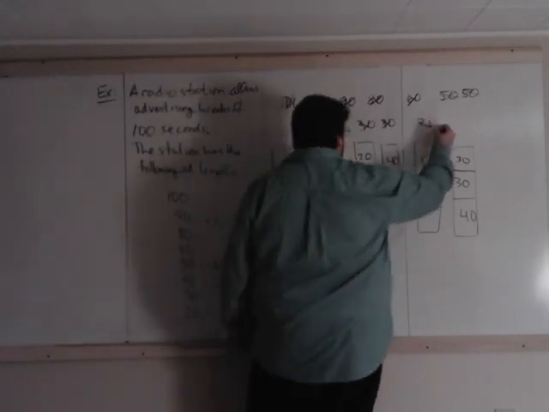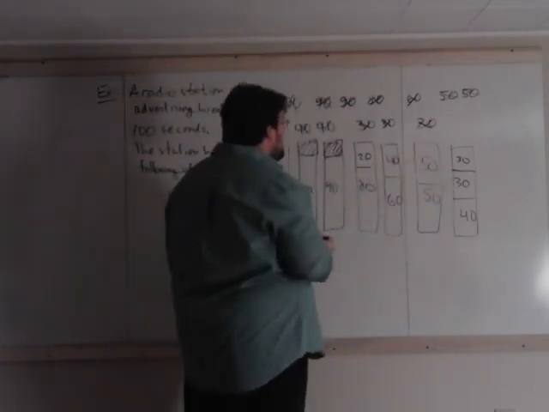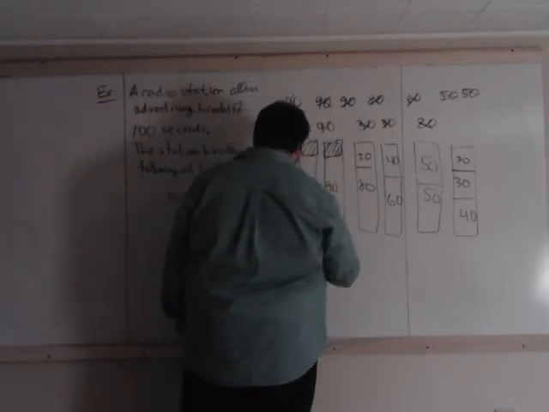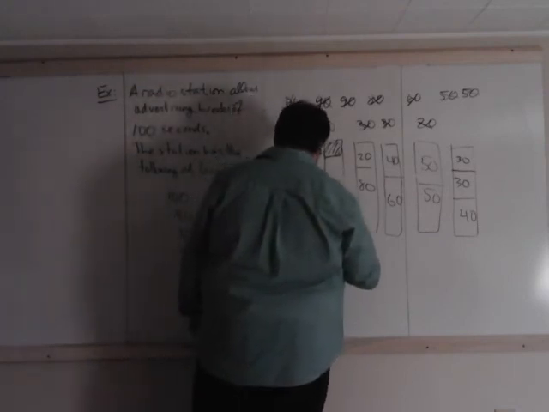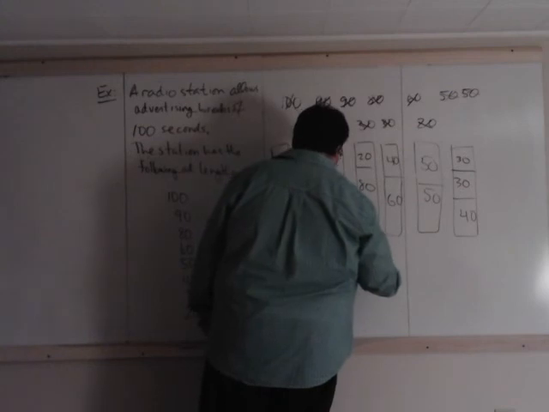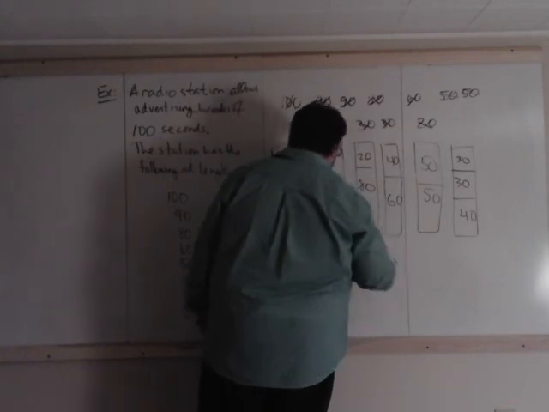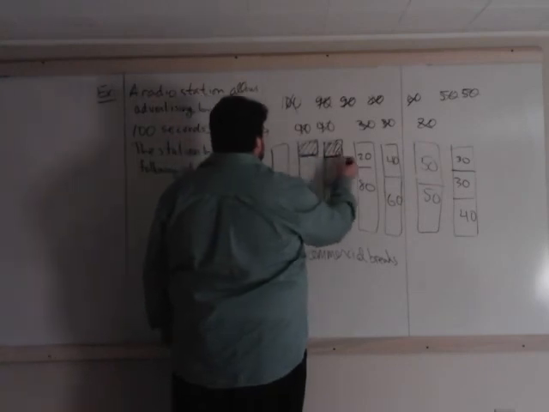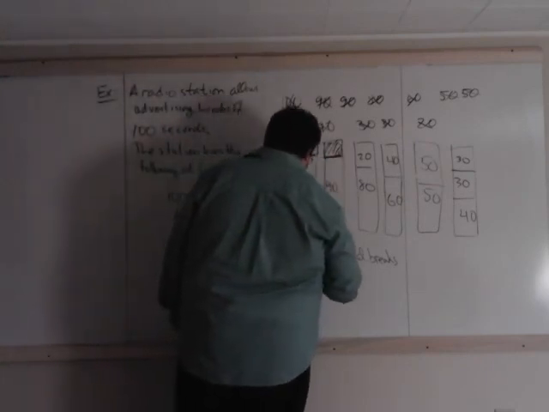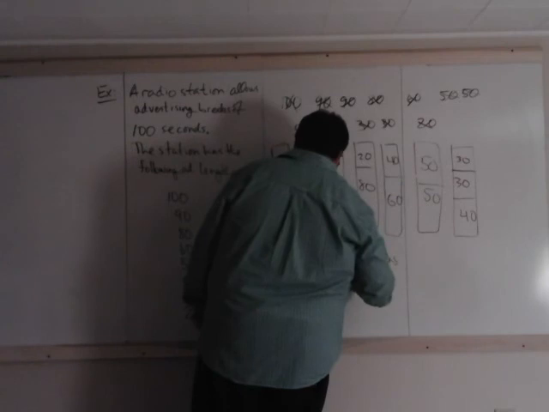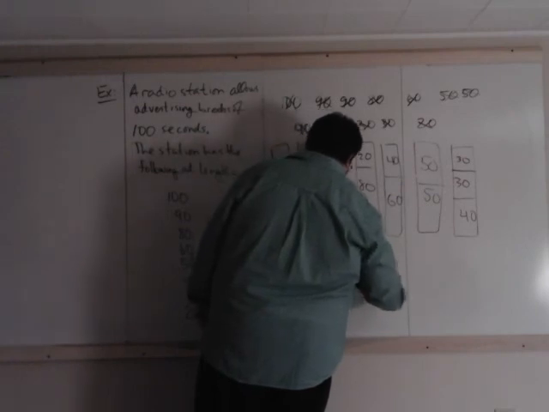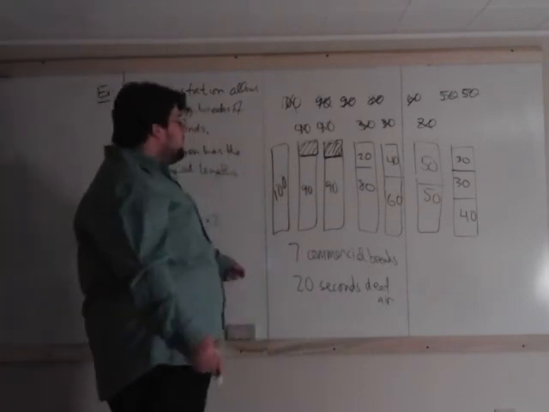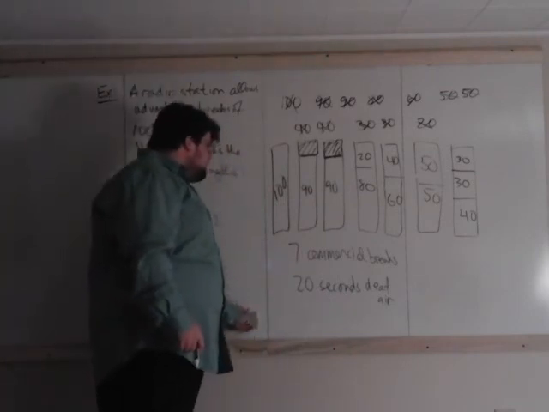So look at what happened with changing to 100-second commercial blocks. Now there are 7 commercial breaks, but with this scheduling, the only dead air you have is this 10 seconds and this 10 seconds. 20 seconds of total dead air. So this would be one of those good ideas that a manager has.